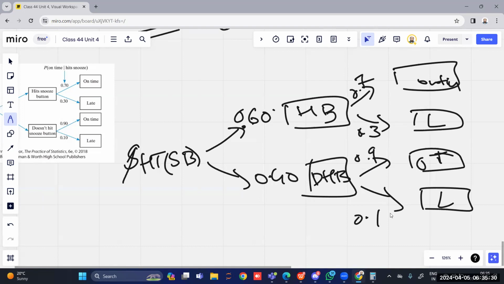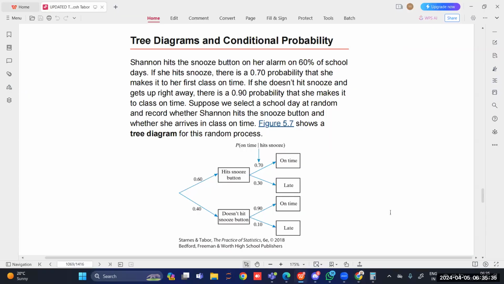Got that, Zain? How to draw a tree diagram? It's very easy. Yeah, just give me a minute, I'll be back.